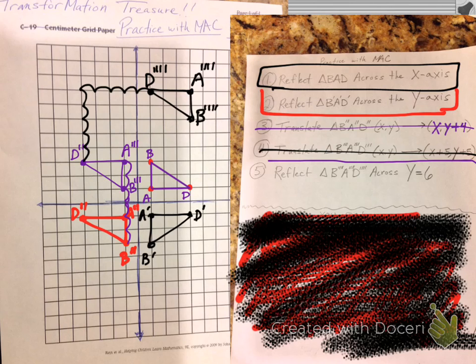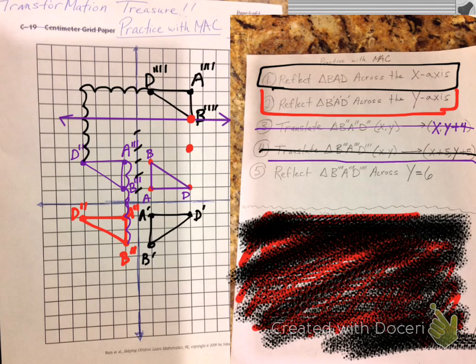Alright. Last one. Reflect triangle bad across y equals 6. Do you even know what y equals 6 means? It means you go up 6 and draw a horizontal line. 1, 2, 3, 4, 5. Right there. That's where you draw it. 1, 2, 3. Yes. And then we reflect it across there, and that means B just stays right there.